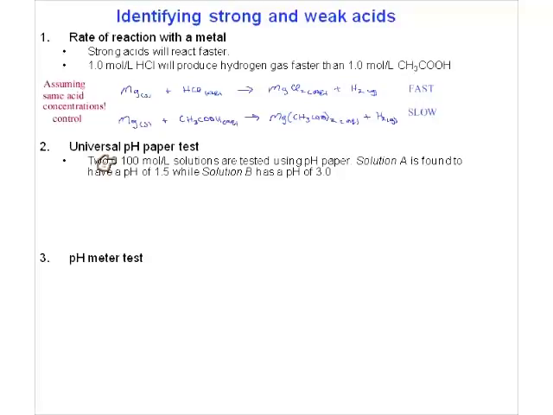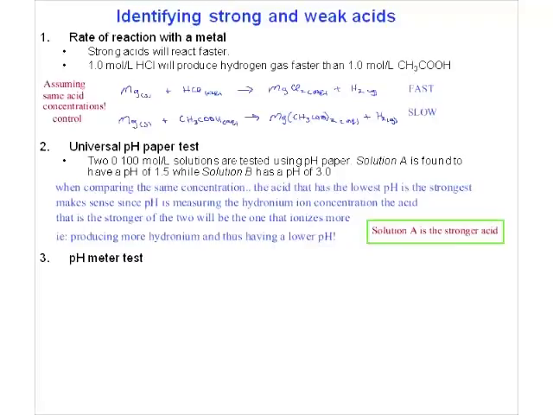So the idea being here is that because we have the same concentration, this acid here, A, has a much lower pH, so therefore it's producing more H3O+. So it's ionizing to a larger degree. This guy right here, B, has a pH of 3, which means there's less H3O+, which means it's ionized less than acid A. So acid A would be the stronger of the 2. Okay? So we're comparing the same concentration. There we go. So the one that produces more hydronium is the one that's ionizing more, and therefore it's going to have a lower pH.